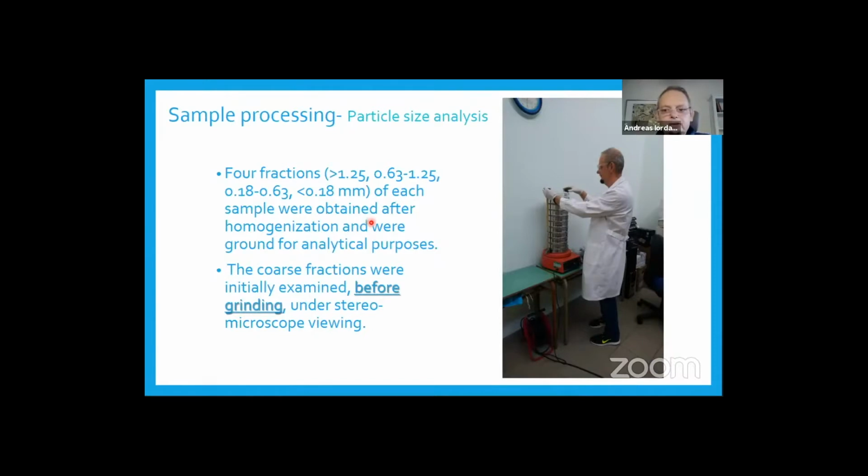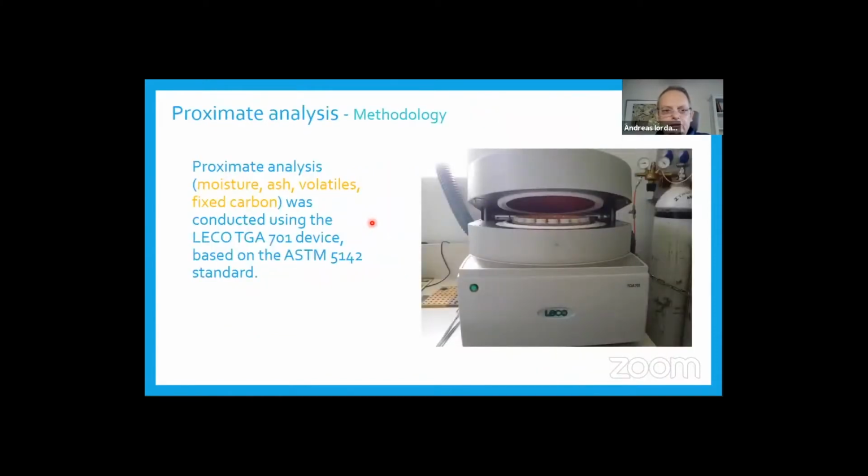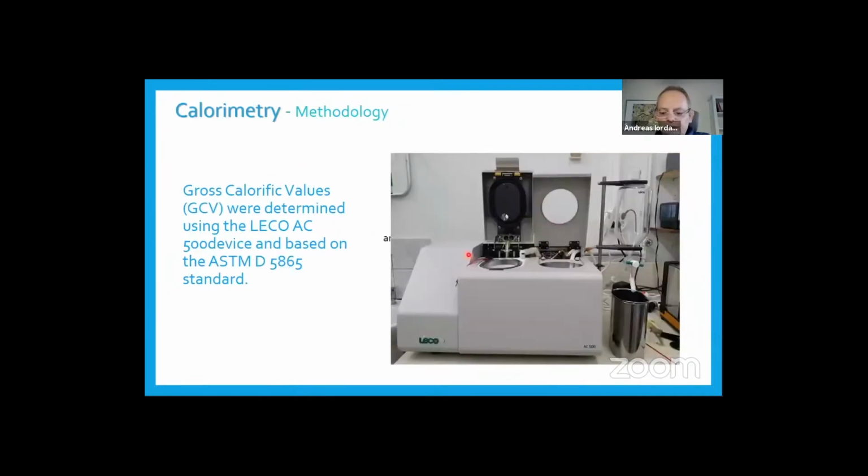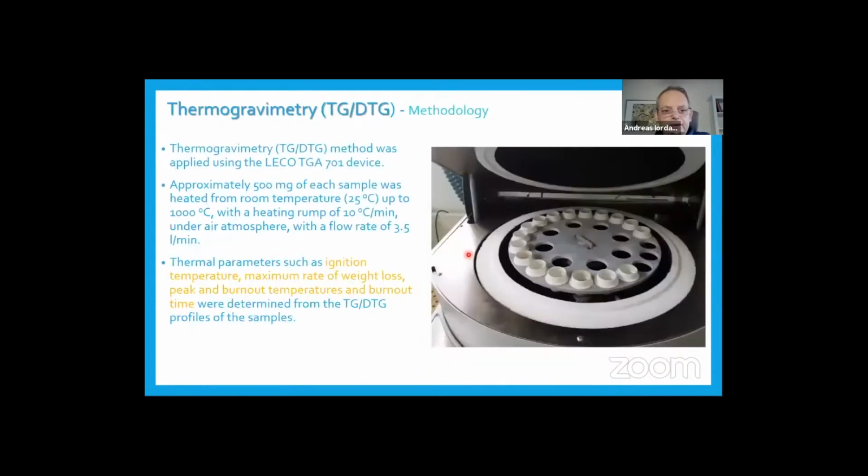We took these coarse fractions and conducted many analytical methods on these samples. First, we did the so-called proximate analysis, that is the measurement of moisture, ash, volatiles, and fixed carbon using this LECO device. Then we also measured the loss on ignition. We also measured the gross calorific values using the LECO calorimeter. And we also did thermogravimetry: we heat the sample from room temperature up to 1000 degrees Celsius. Then we measured some very good thermal parameters to assess the samples, especially solid fuel samples. These thermal parameters are ignition temperature, maximum rate of weight loss, peak and burnout temperatures, and burnout time.